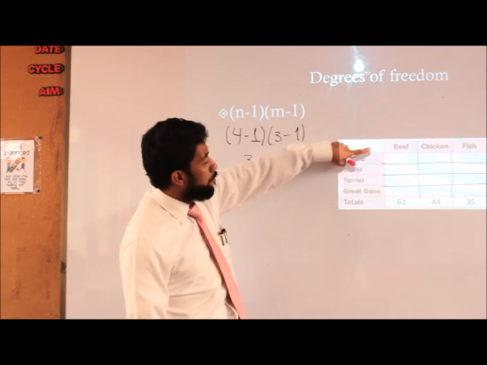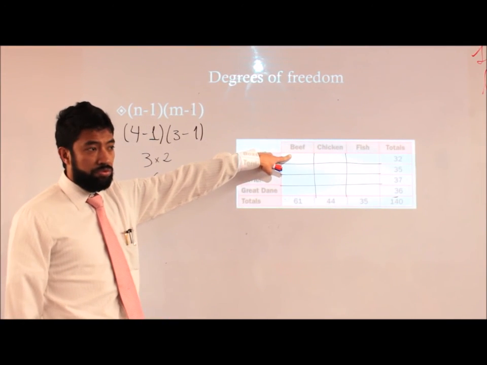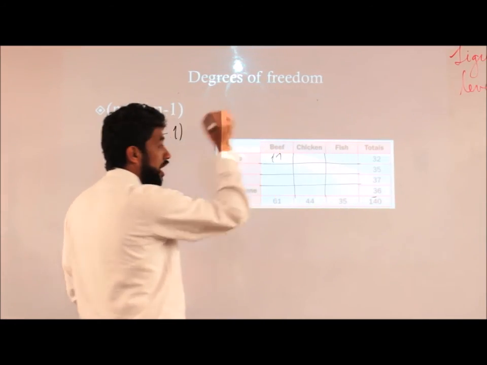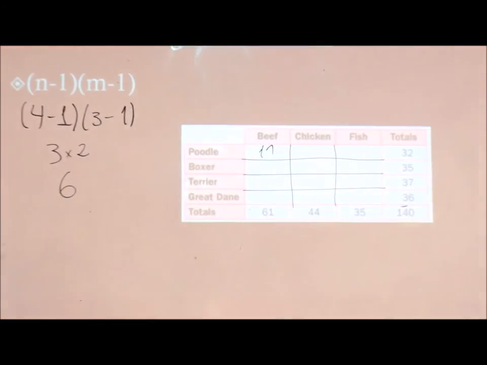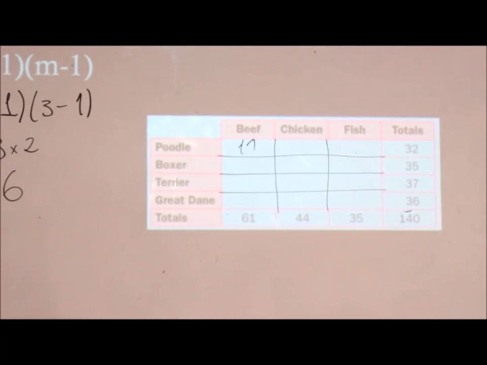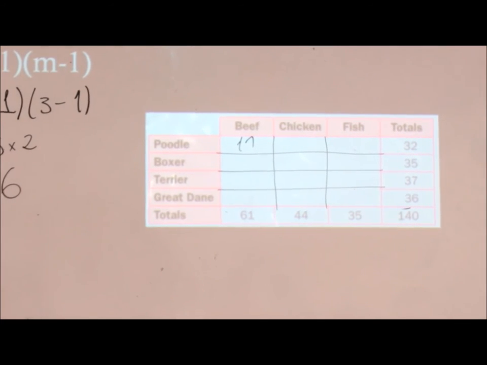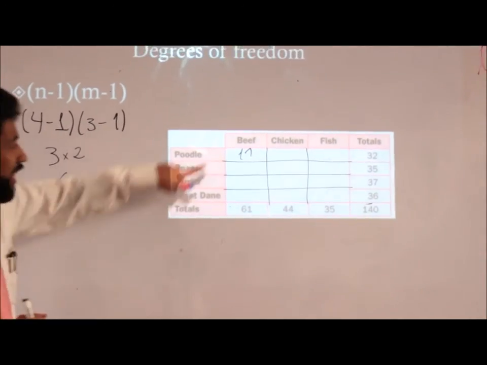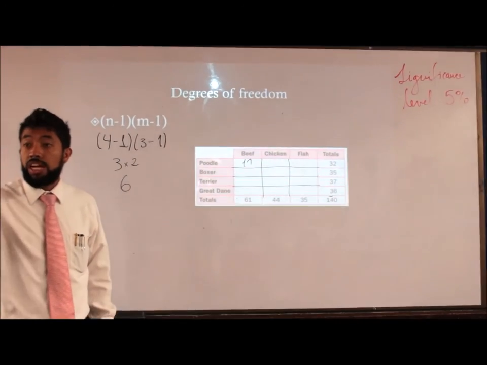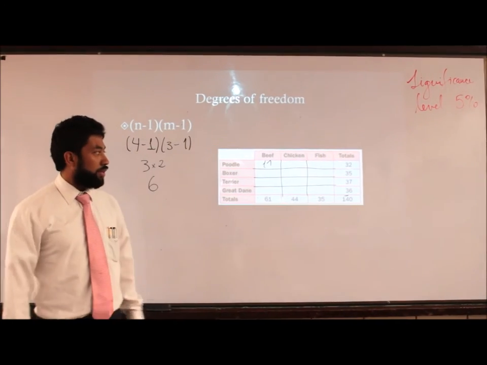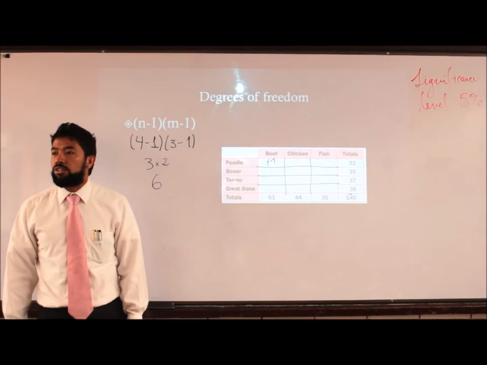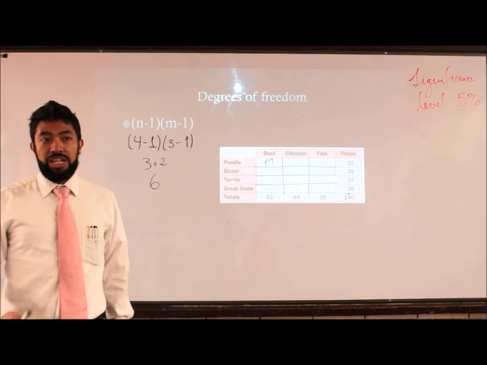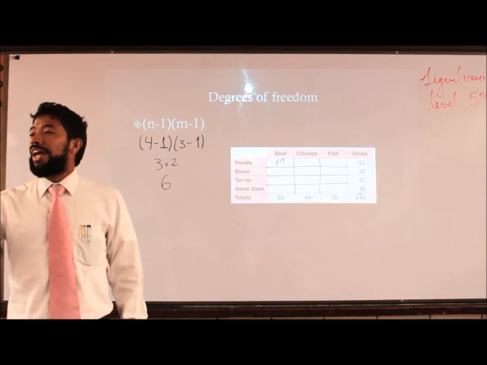Angela, give me a number that I can put here. 11. I can say that 11 dogs pull like feet. Does it make sense? Yes. Does anybody can give me a number not making sense there? 37. Tell me. 35. I cannot write 35 here. Why not? Because the total was 33. Let's put another number.